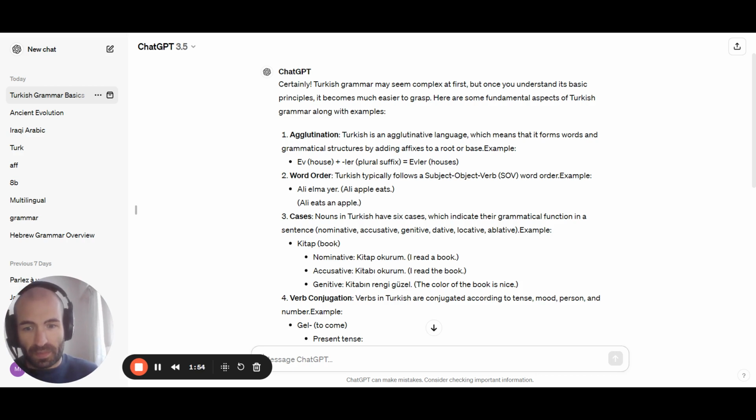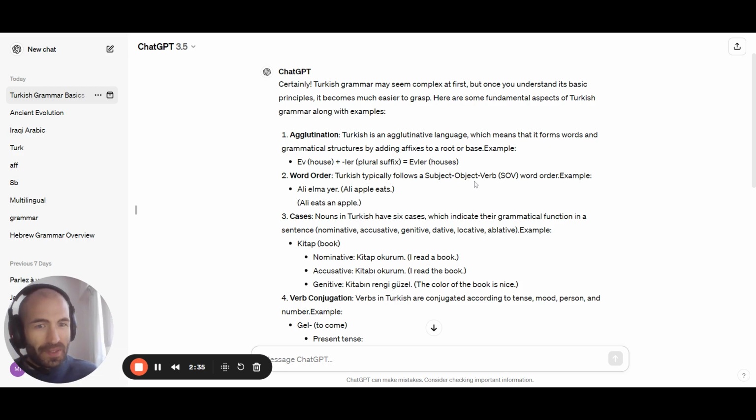But yeah, let's take a look. Then we can simplify. Turkish is an agglutinative language, which means that it forms words and grammatical structures by adding affixes to a root or base. For example, ev, evler, house, houses. Okay, now I know. Basque, my native language, is an agglutinative language as well, and so are Slavic languages like Russian. I think, yeah, they are.